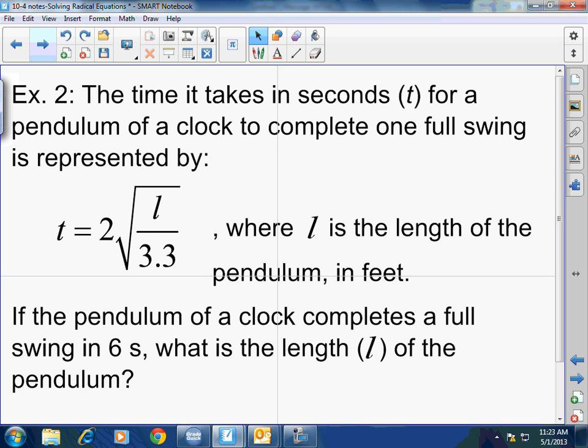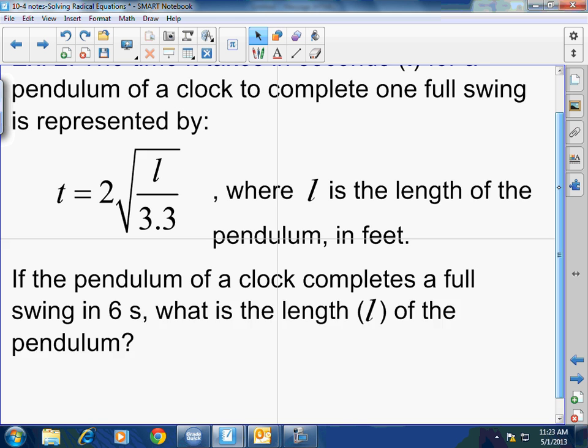Let's look at how we can use this in a word problem. The time it takes in seconds for a pendulum of a clock to complete one full swing is represented by the equation t, which is time in seconds, equals 2 times the square root of L divided by 3.3, where L is the length of the pendulum in feet. If a pendulum of a clock completes a full swing in 6 seconds, what is the length L of the pendulum? This is Mickey Mouse time, guys.